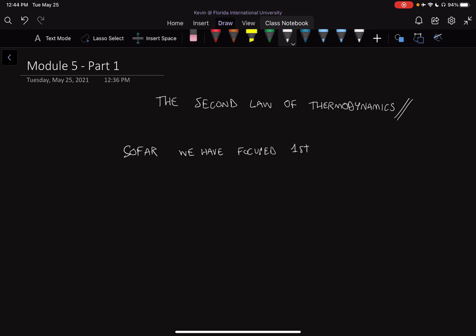And the first law is really just conservation of energy. So energy within a system has to be conserved. And now, with our second law, we're actually going to specify a direction for all processes. So the second law specifies a direction for all processes.